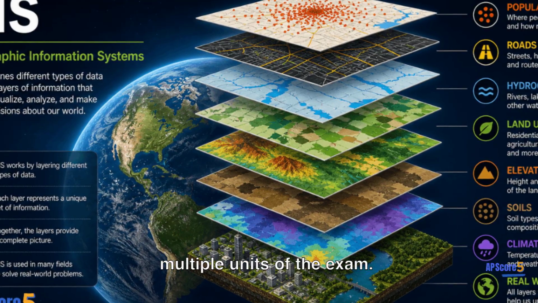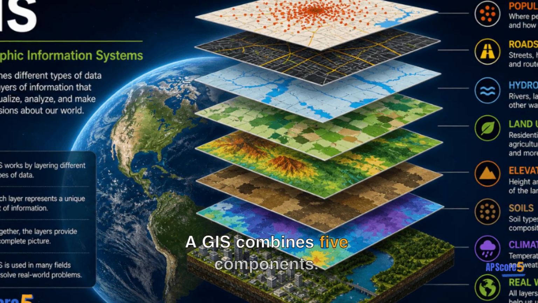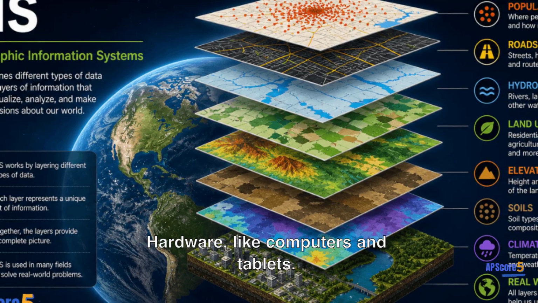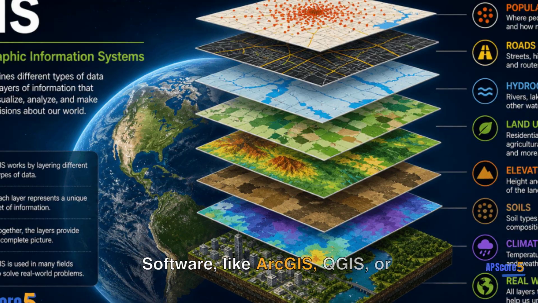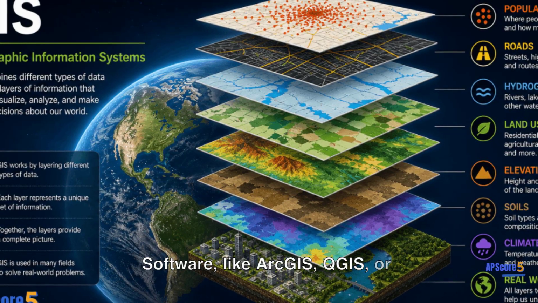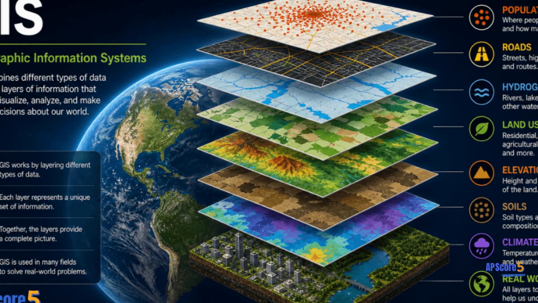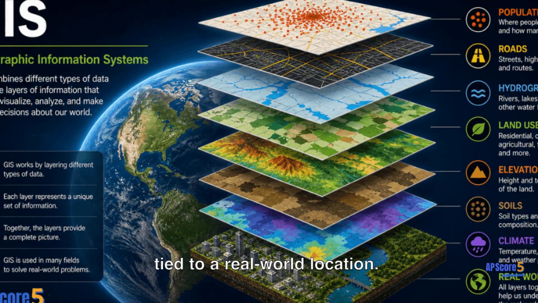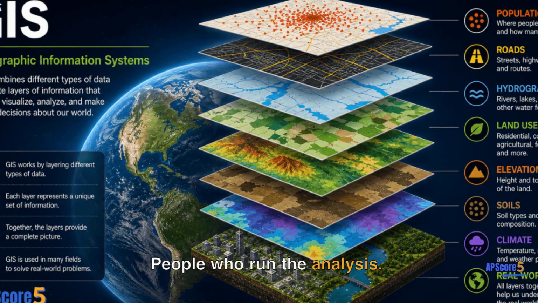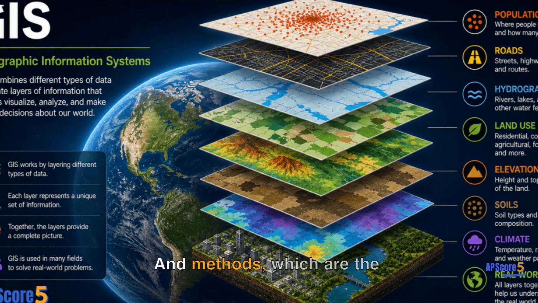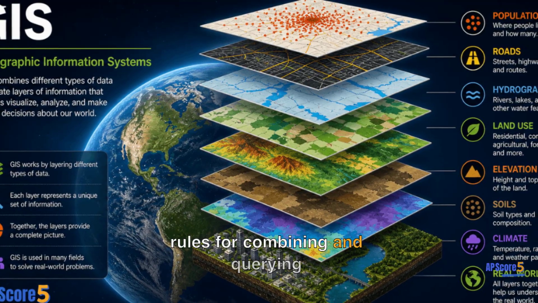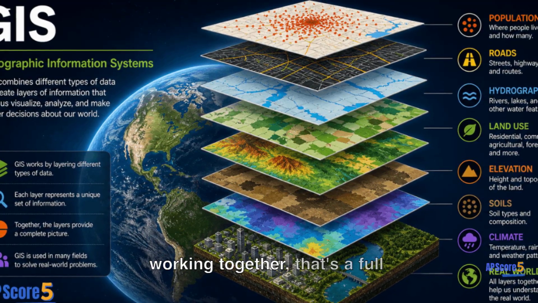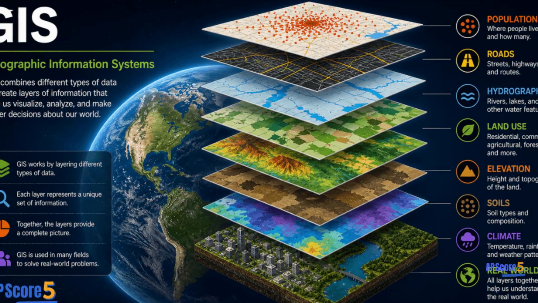units of the exam. A GIS combines 5 components: hardware, like computers and tablets; software, like ArcGIS, QGIS, or Google Earth; spatial data, which means anything tied to a real-world location; people who run the analysis; and methods, which are the rules for combining and querying data. When you see all 5 working together, that's a full GIS.